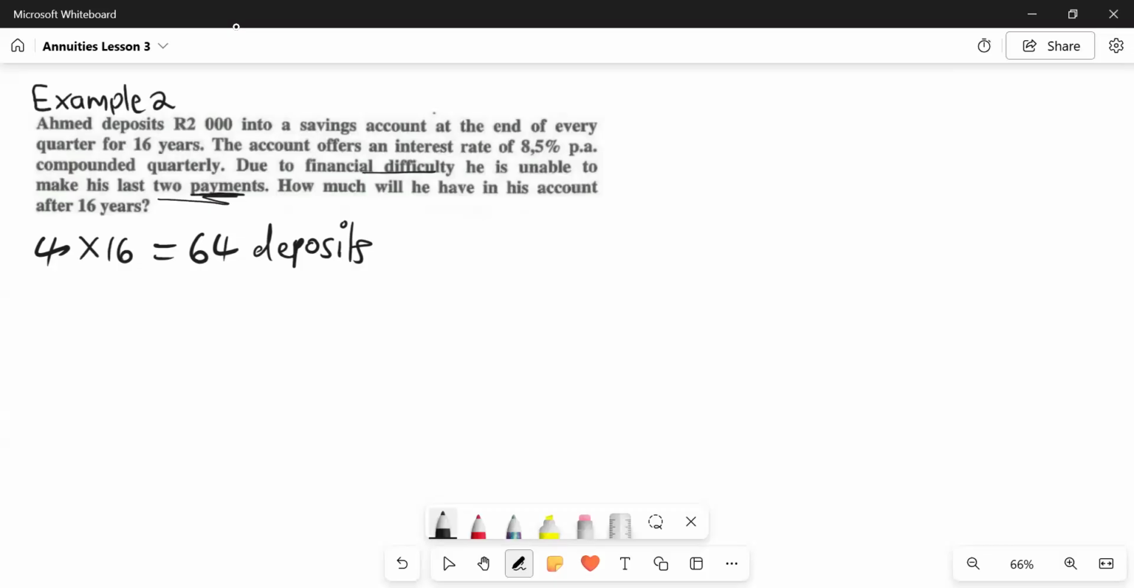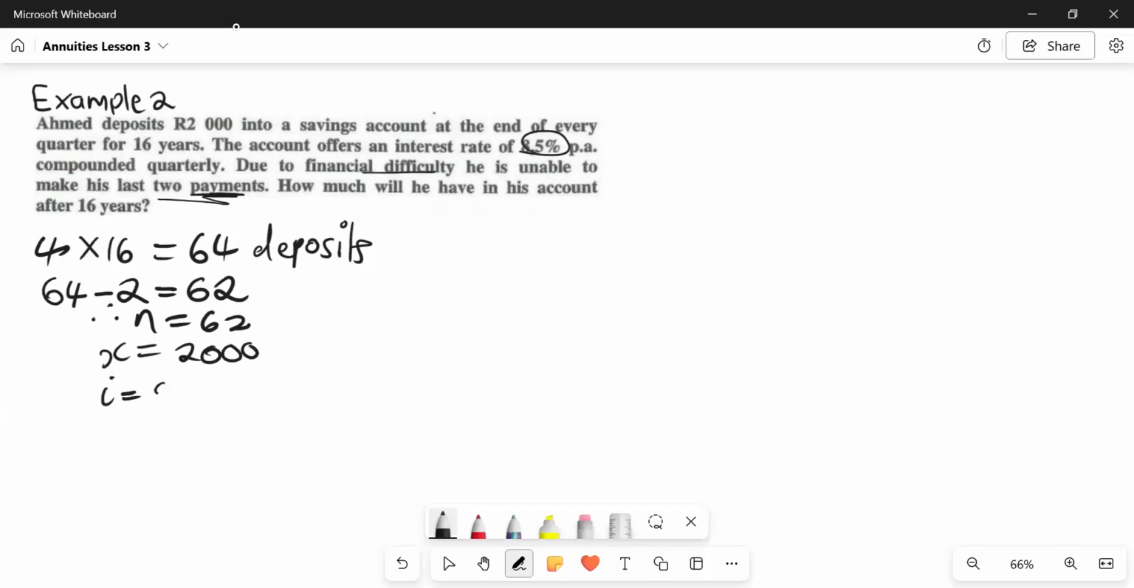So which means now we need to say 64 minus 2, because this is just the number of payments. And then you get 62. So now your n is equal to 62, and your x is equal to 2,000. And then what else? Your i, we divide this by 100. Now it's 0.085, compounded quarterly, divide by 4, right?